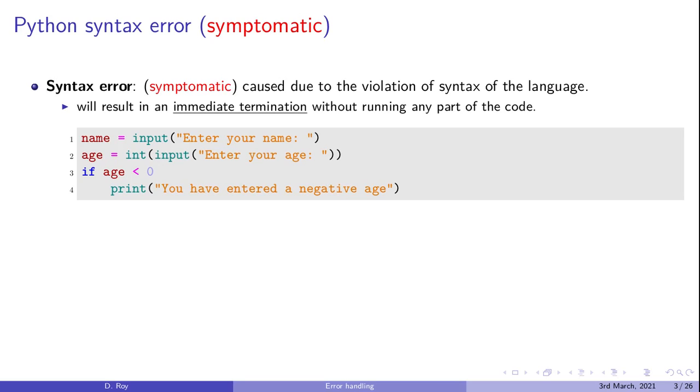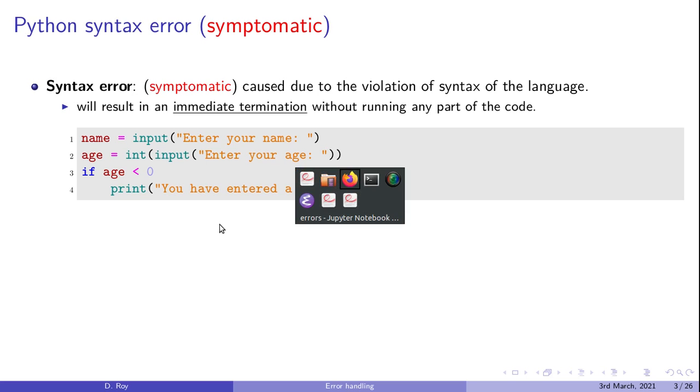Let us look at a program where there is a syntax error. In this code snippet, I am taking the name and age as input from the user, and then I am checking whether the age is less than 0 or not. In case the age is negative, I want to print a message to the user indicating that an age cannot be negative. If you look closely at this code, there is a syntax error.